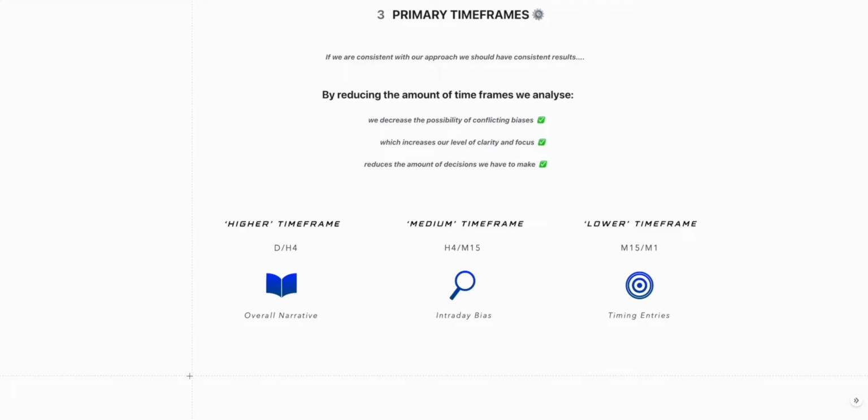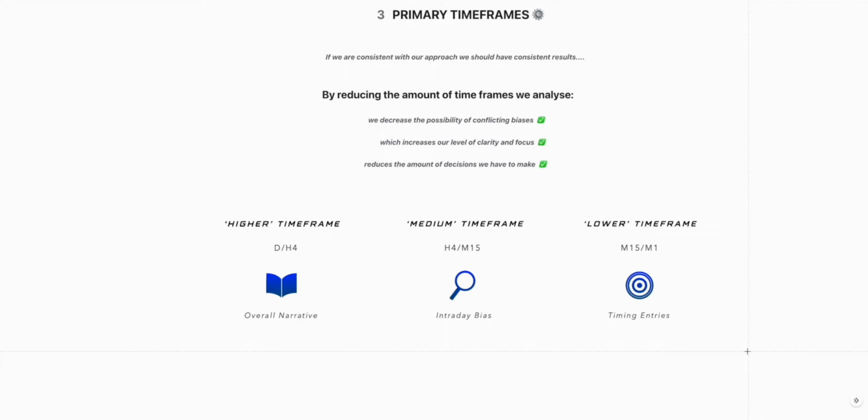Okay. Now it all depends on your personal style, your work constraints, and just how you want to trade the market, because some people might use the daily for their higher time frame, the 4-hour for their medium, and then enter on the M15. Others might use the 4-hour for their higher time frame direction, the M15 for their intraday kind of bias, and then the M1 to time their entries. Okay, so really it all depends on what works best for you.